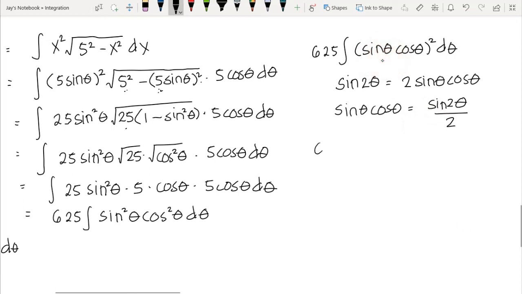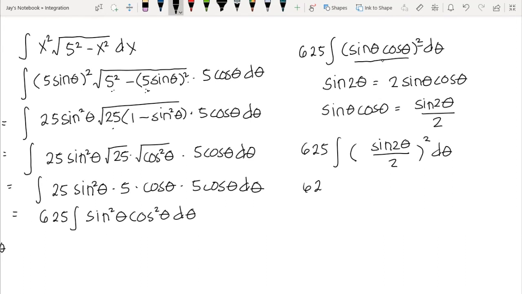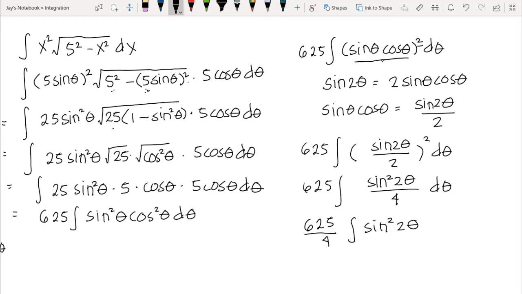So we have 625, the integration of sine 2 theta over 2. Take note, this form here is being raised to 2, so we have squared. Then we have d theta. So we have here 625 times the integration of sine squared 2 theta over 4 d theta. Then we have 625 over 4 integration of sine squared 2 theta d theta.